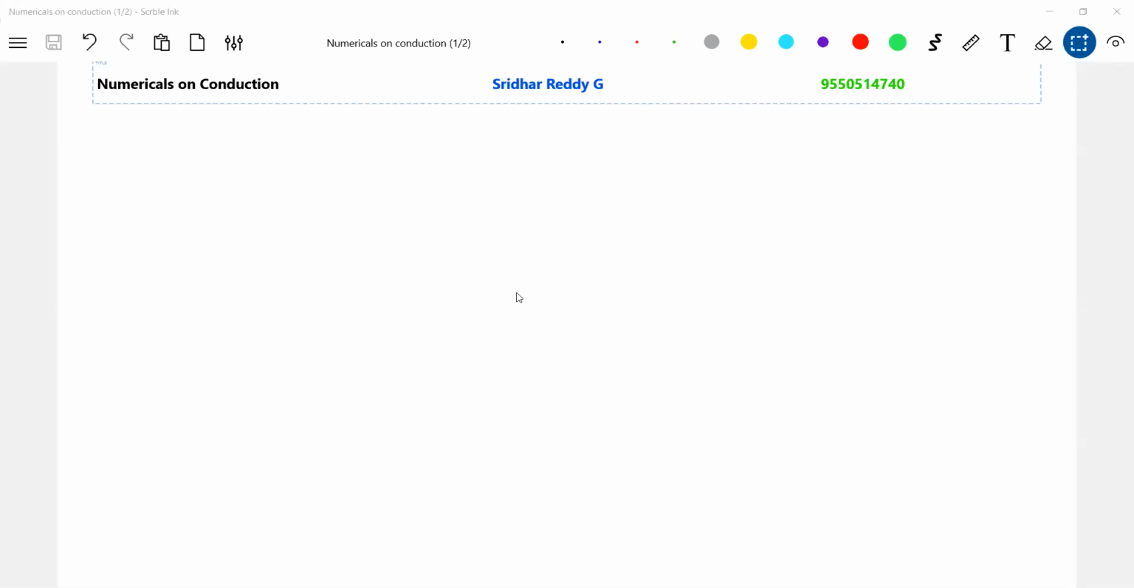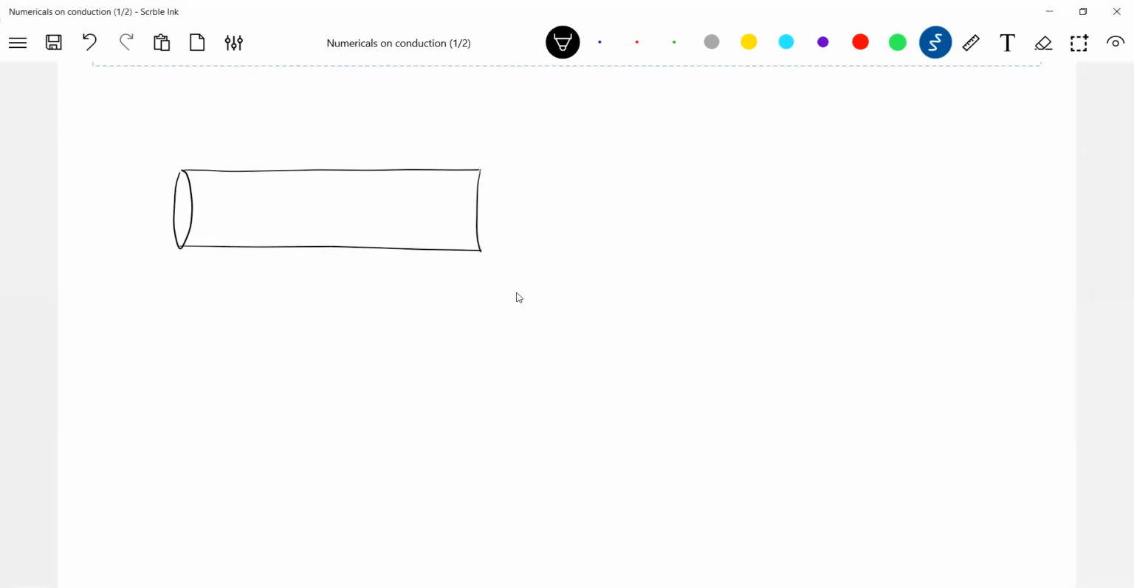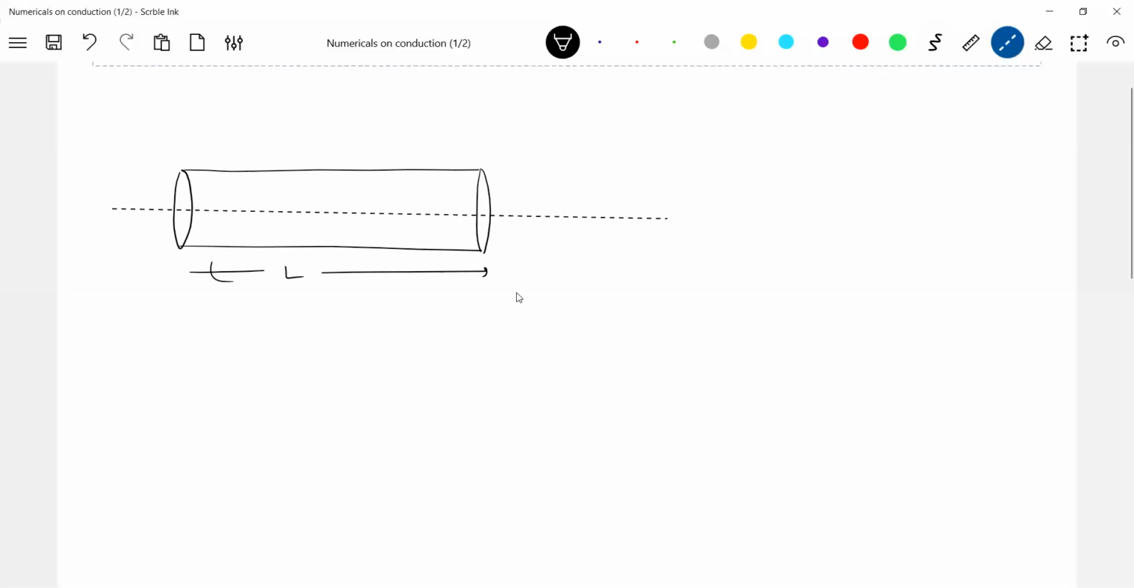Okay, I'll begin like this. So we have different shaped rods. First, I'll start with a cylindrical rod. It has length L and area of cross section A. What is the thermal resistance and thermal conductivity? Let the conductivity be K, and the ends are maintained at temperatures T1 and T2.